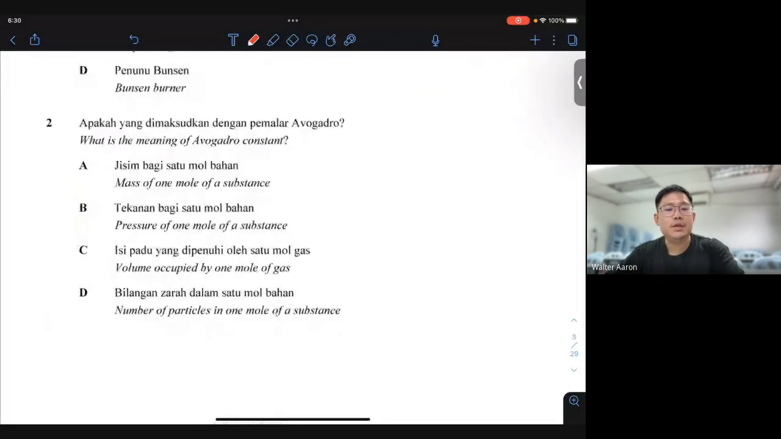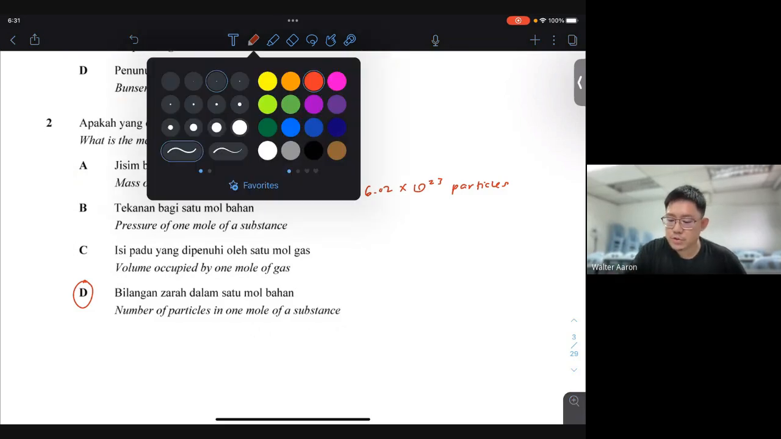For number 2, what is the Avogadro constant, or what's the meaning of Avogadro's constant? Avogadro's constant refers to the number of particles in 1 mole of a substance, which is technically equivalent to 6.02 times 10 to the power 23 particles. Okay, but that is technically for 1 mole of any substance. So that would be 6.02 times 10 to the power 23 particles, which is also known as the Avogadro's constant.